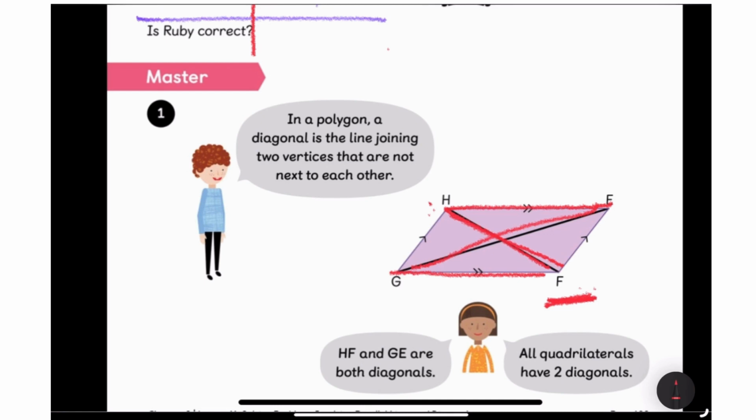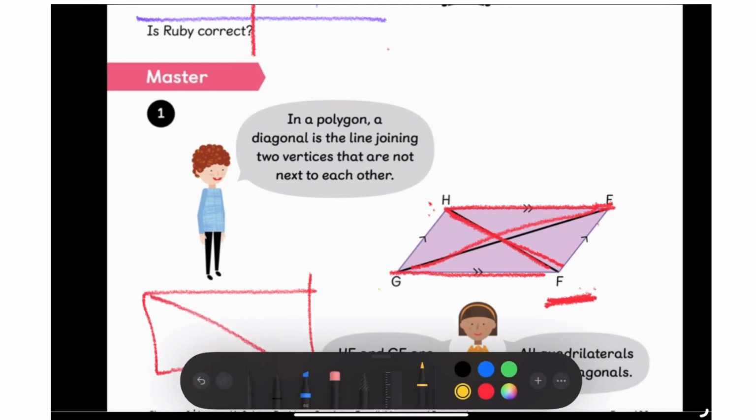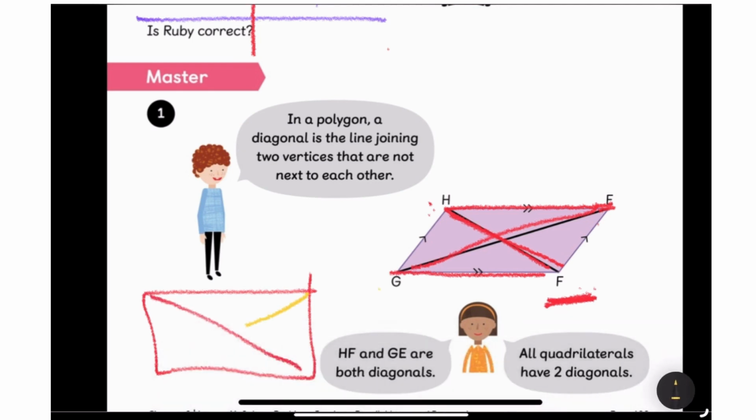Now, this time I have incorporated the second diagonal, if you see. So, the first time I had HF, right? Now, in the second one, I have GE. That is how these two are diagonals. So, an important keynote here is all quadrilaterals have two diagonals. We need to keep this in mind very carefully.